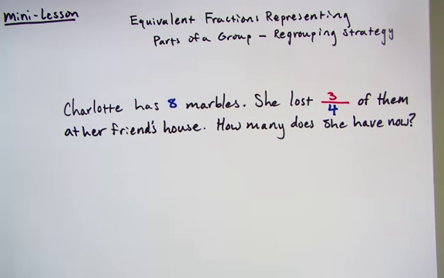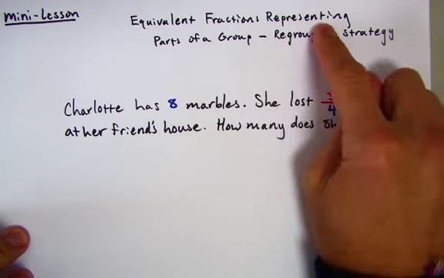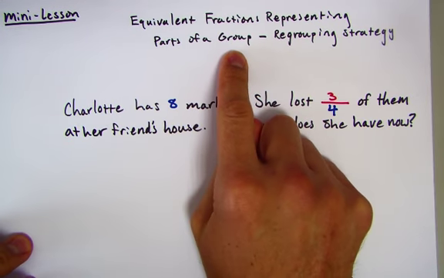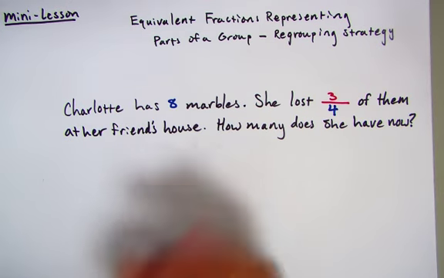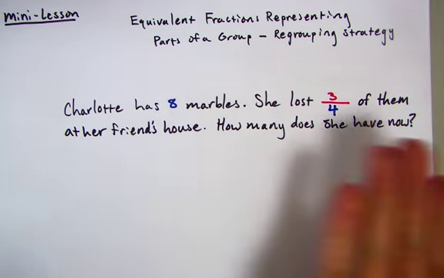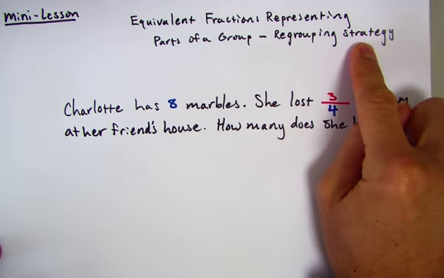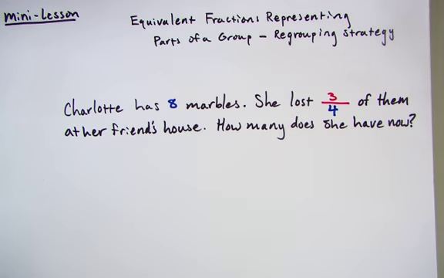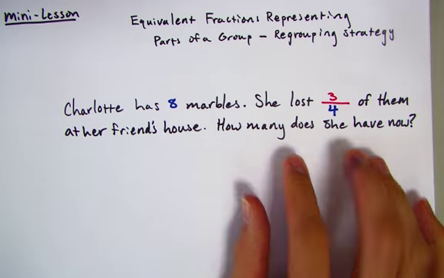Hello, third graders. In this video, we are going to be covering equivalent fractions representing parts of a group. Now, you know that a group of things is like a number of marbles, or how many candy bars in a bag. So, we will be focusing on a regrouping strategy to help us find the equivalent fractions and to figure out problems related to that. So, here we go.